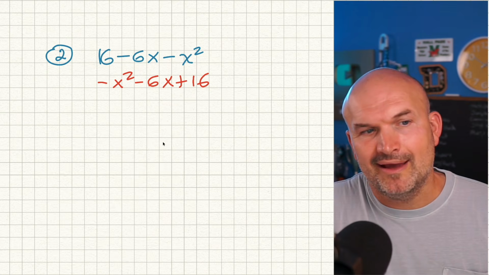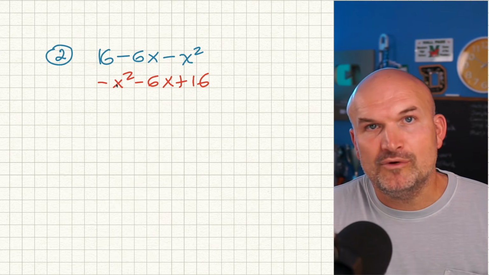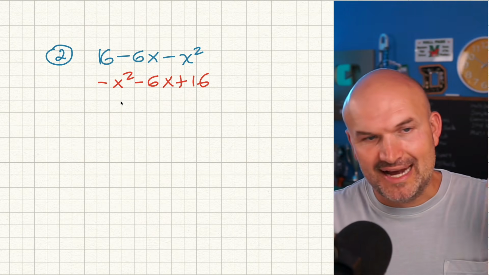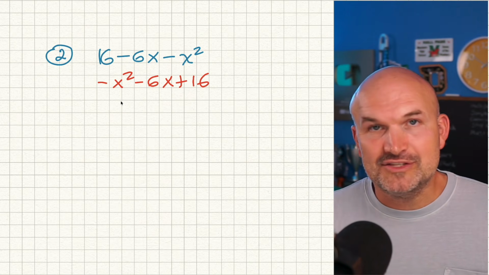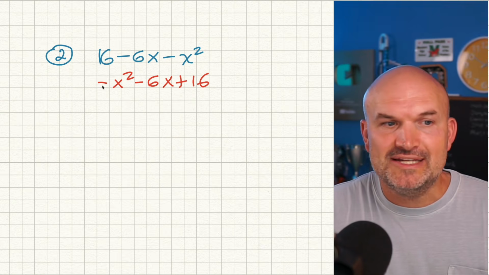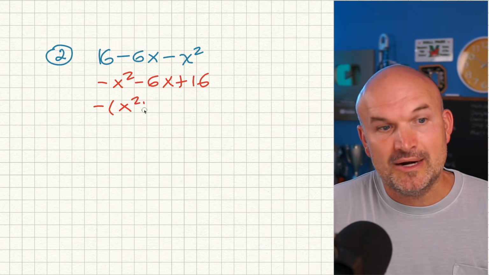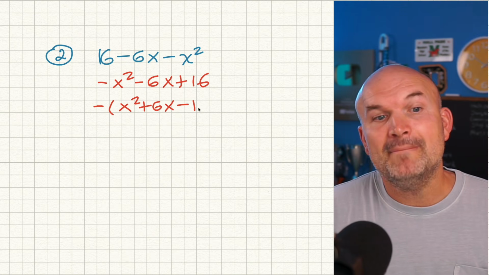But there's one more thing I don't like. I don't like factoring when I have coefficients, right? I didn't like it in the last example. I don't want to do the AC method. You can do things in your head, I just don't want to do it. It's too much. So what I'm going to do is factor out that negative. So I'm going to factor out the negative. That's going to leave me with an x squared plus 6x minus 16.